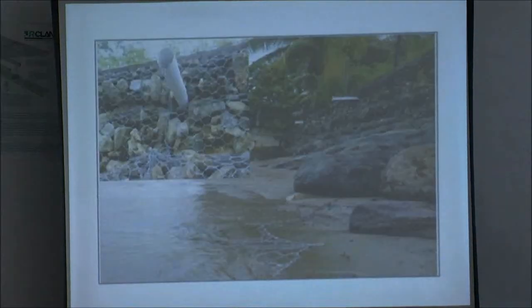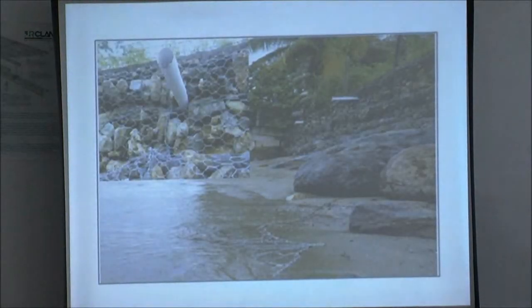Just go back a minute, Derek. So if you look, you can see all the construction debris, all the wire, etc. That pipe jutting out is a pipe from which effluent often flows. We didn't catch it flowing in this picture, but it does. So again, this is pollution by construction, okay?